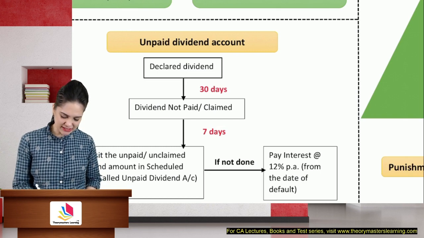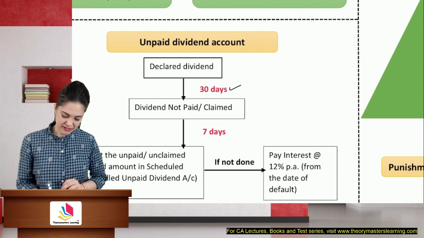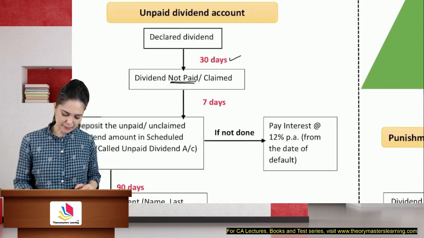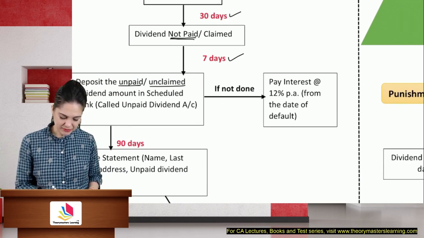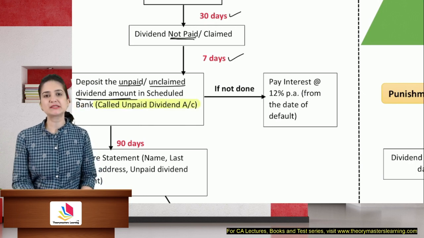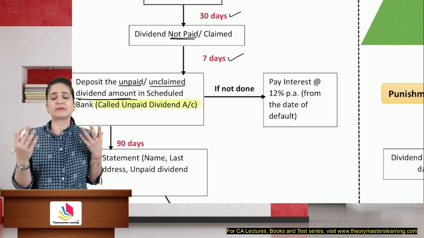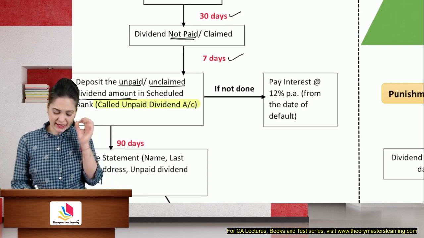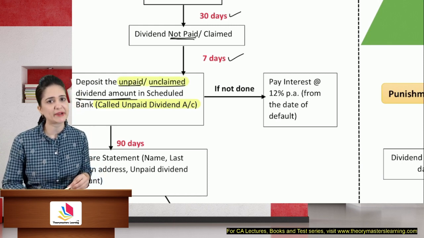The company should, within 30 days from the declaration of dividend, pay the dividend. If it fails to do so, if the dividend is not paid, or when we have given the warrants but it has not been claimed, then the company shall, within the next 7 days, deposit that amount in the unpaid, unclaimed dividend account opened with a scheduled bank, which is called the unpaid dividend account. So in case you have not paid the dividend, or maybe you have paid but it has not been claimed by the shareholder, sometimes if the dividend amount is very less, they don't go with dividend warrants to the bank. So if the amount is unclaimed, then within the next 7 days, you have to transfer that unpaid or unclaimed dividend to a separate account maintained with a scheduled bank known as the unpaid dividend account.